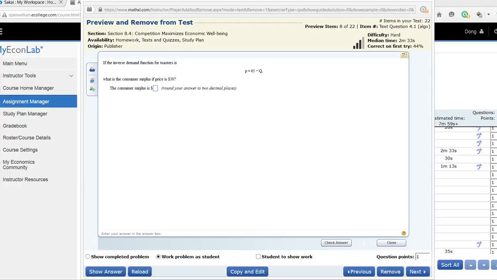This is question number 8 of quiz 9 for chapter 8. If the inverse demand function for toasters is P equals 65 minus Q, what is the consumer surplus if price is $30?